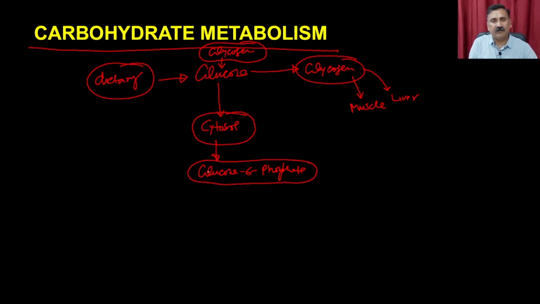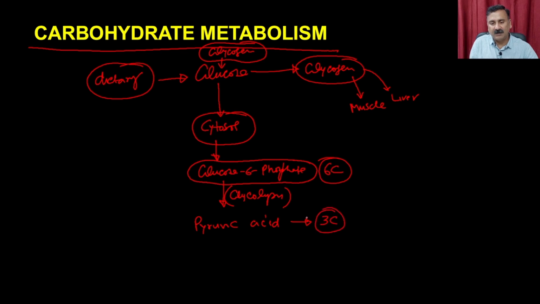Now this glucose 6 phosphate is first converted into pyruvic acid with the help of different types of reactions, and all these reactions are summarized under the name glycolysis. So glucose 6-phosphate is going to be broken down. It is a 6-carbon sugar, and it is converted into a 3-carbon compound, and that is pyruvic acid.